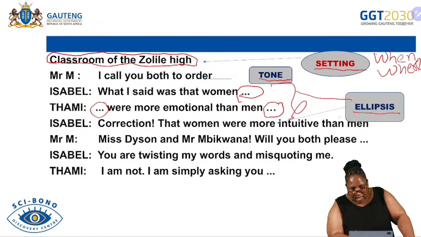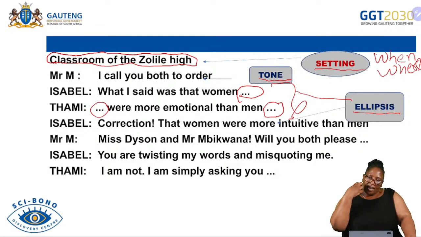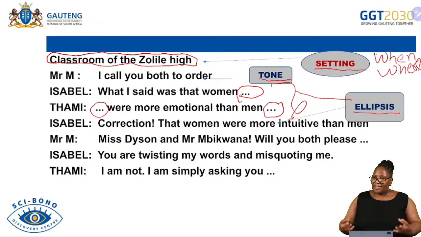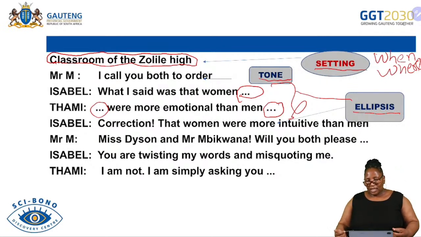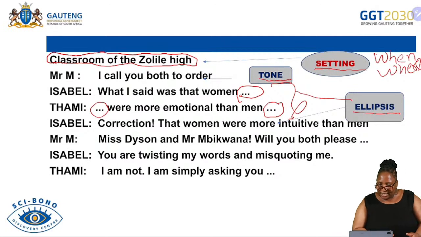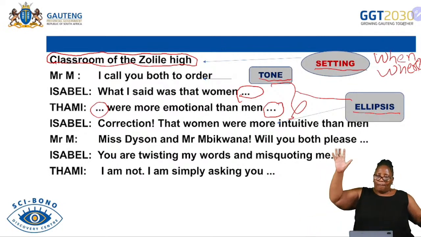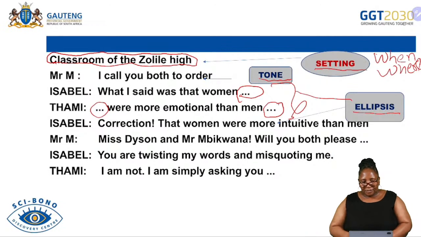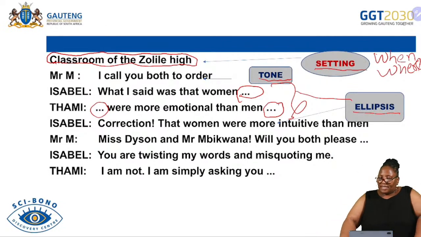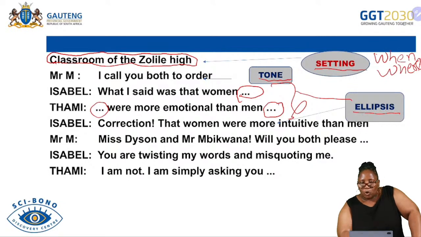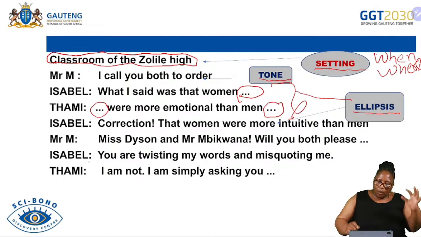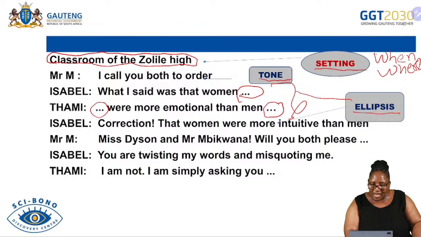Remember that? It shows the speed and the heated argument. She wanted to continue and say women were more intuitive, but Tammy jutted in, interrupted and said, we're more emotional than men. So Mr. M had to call them both to order. And then the two learners did not want to listen. Isabel continued, you are twisting my words and misquoting me.